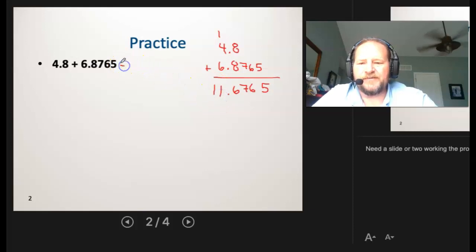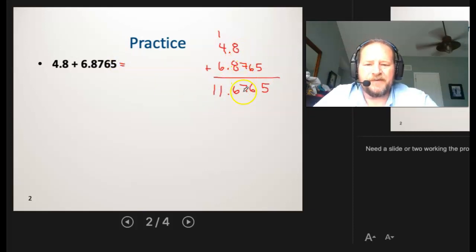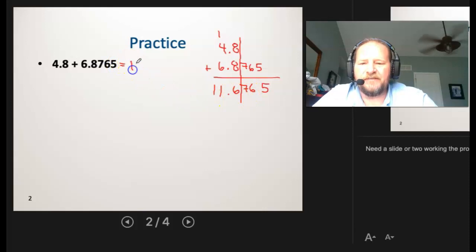And so our final answer over here has to stop at the tenths place. So we're going to put a line right there. We're going to look at what the 7 does to the 6, and so we're going to get 11.7.